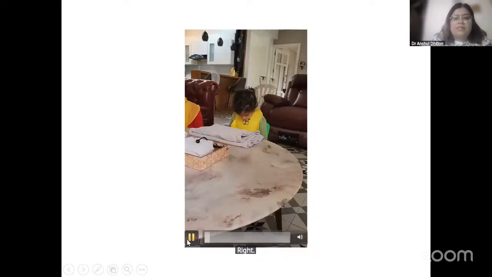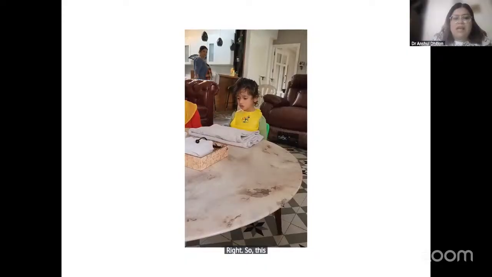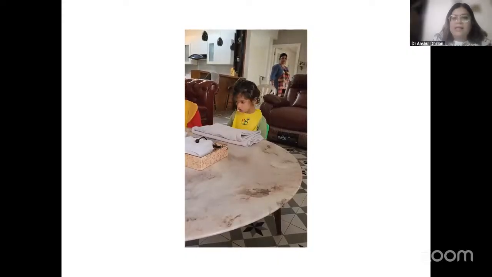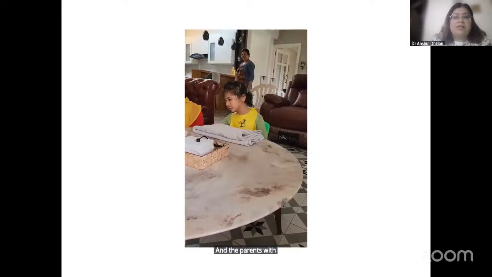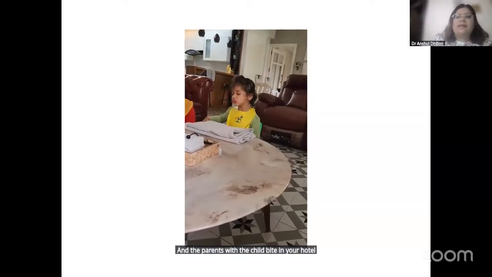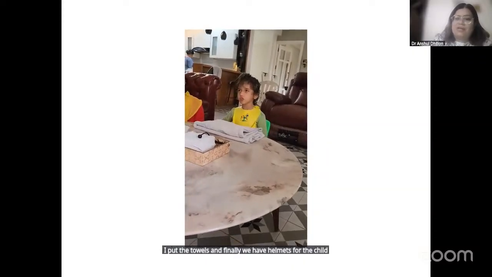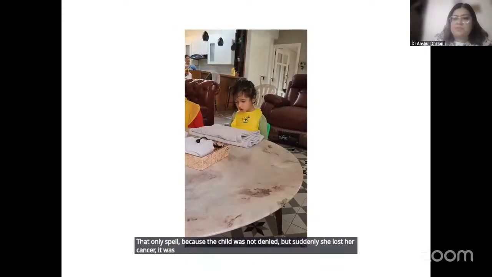So this girl was 15 and see the event. So suddenly the drop, and the parents, the child might injure her. They put the towels and finally we had a helmet for the child. So here it is not a breath holding spell because the child was not crying, but suddenly she lost her tone, so it was abnormal. I'm just putting the video so that we understand what is normal, what is abnormal.